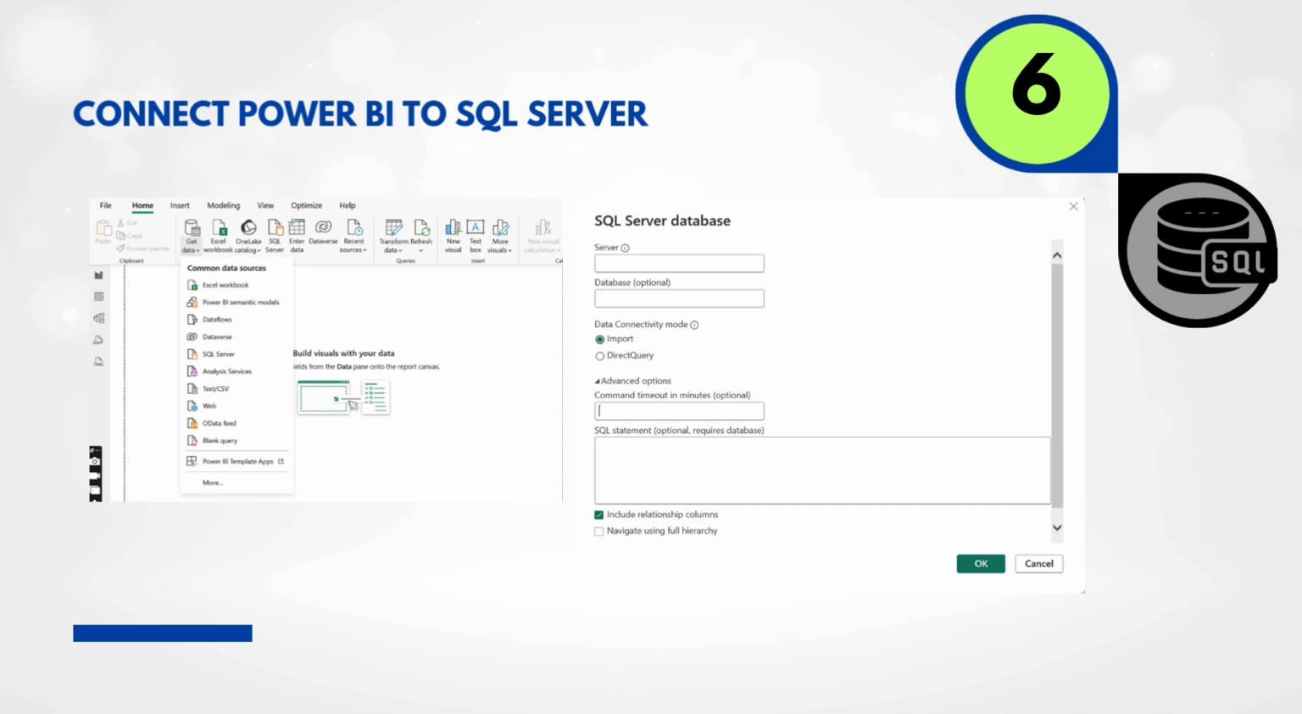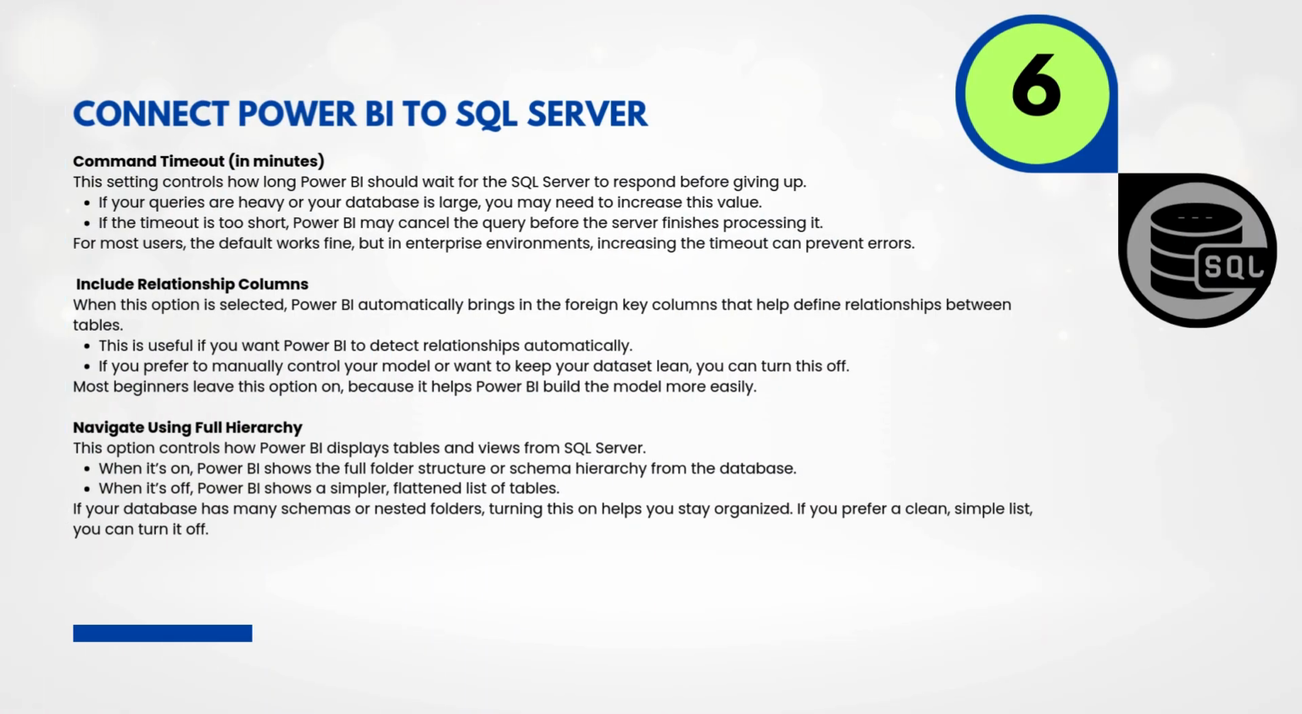When connecting to SQL Server, you will also see a section called Advanced Options. These settings give you more control over how Power BI retrieves and interprets your data. Let's walk through the key ones. Command timeout in minutes. This setting controls how long Power BI should wait for the SQL Server to respond before giving up. If your queries are heavy or your database is large, you may need to increase this value. If the timeout is too short, Power BI may cancel the query before the server finishes processing it. For most users, the default works fine, but in enterprise environments, increasing the timeout can prevent errors.